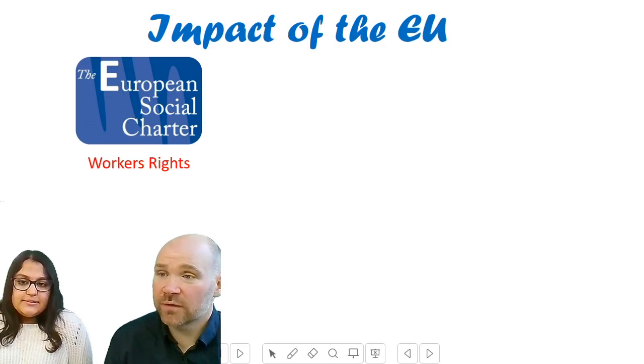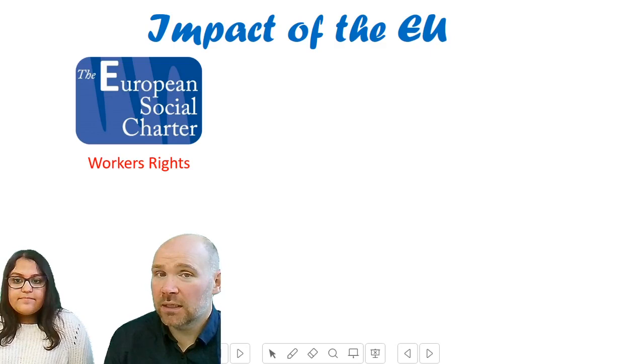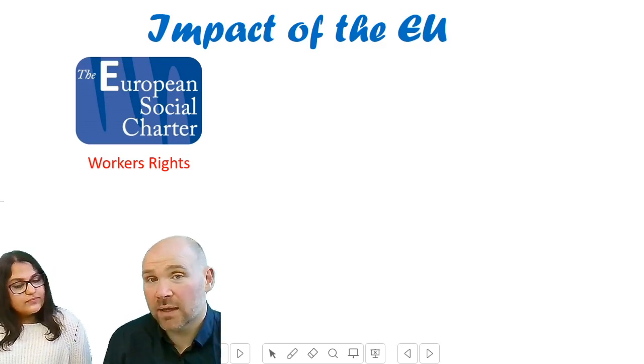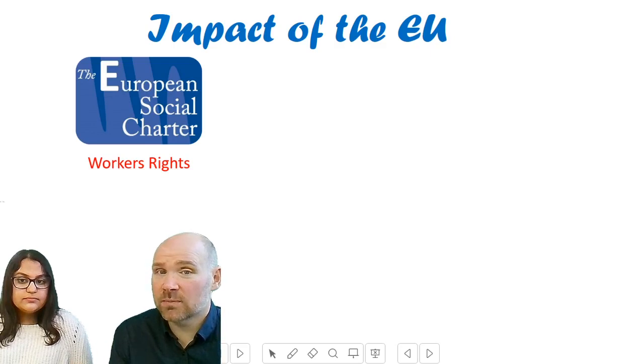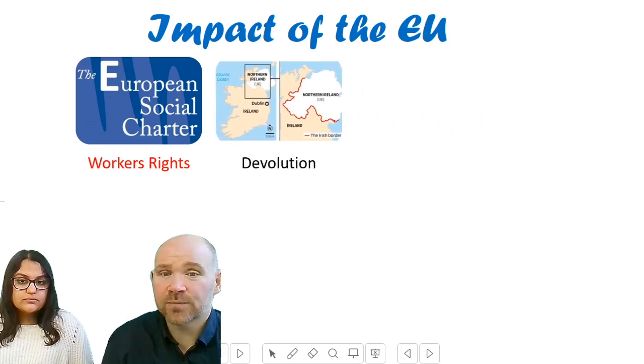And they were controversial when they first came in because it meant that we had to extend our rights in the UK as well. I think Margaret Thatcher in particular was unhappy about it, because Margaret Thatcher didn't like unions, but the European Social Charter meant that she had to give certain unions rights. But it means wherever you work in the EU, in theory, you have the same rights.